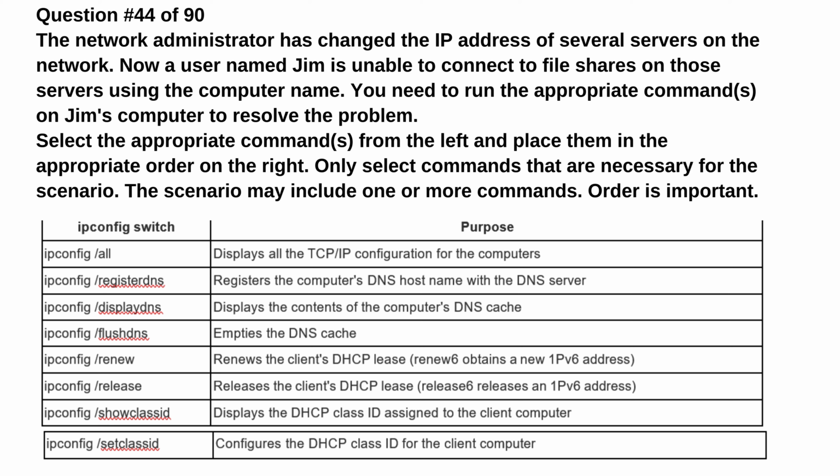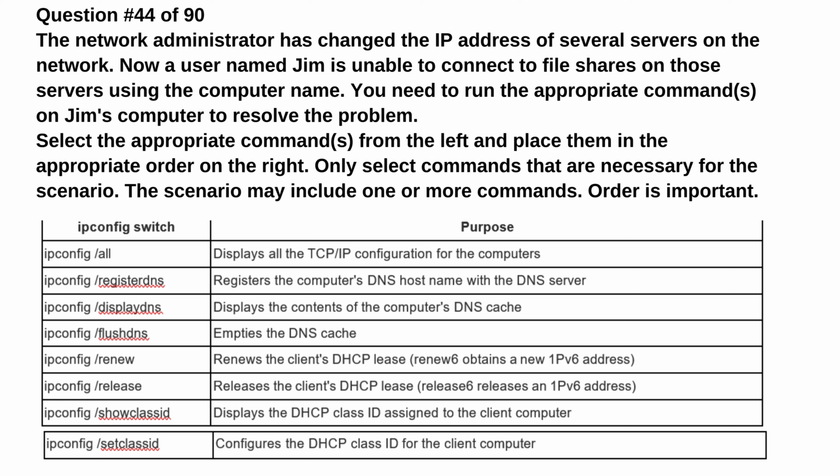The next command is ipconfig /displaydns, and this command displays the contents of the computer's DNS cache. The next command is ipconfig /flushdns, and this command empties the DNS cache. The next command is ipconfig /renew, and this renews the client's DHCP lease. If you were to use ipconfig /renew6, it would obtain a new IPv6 address.